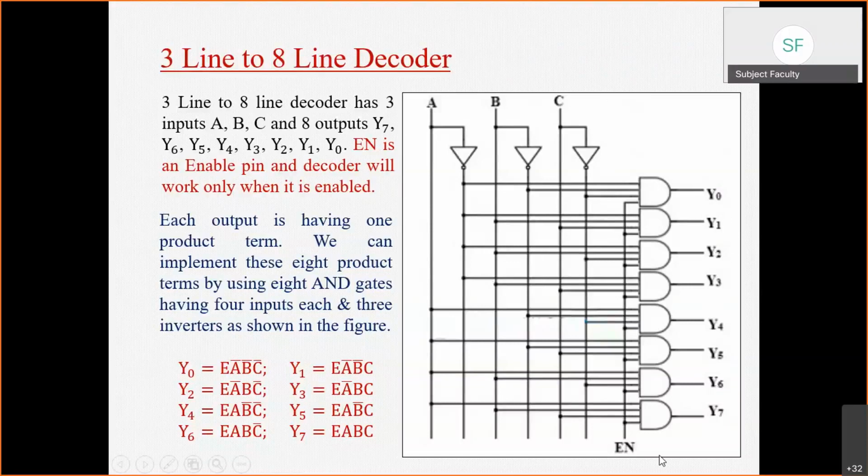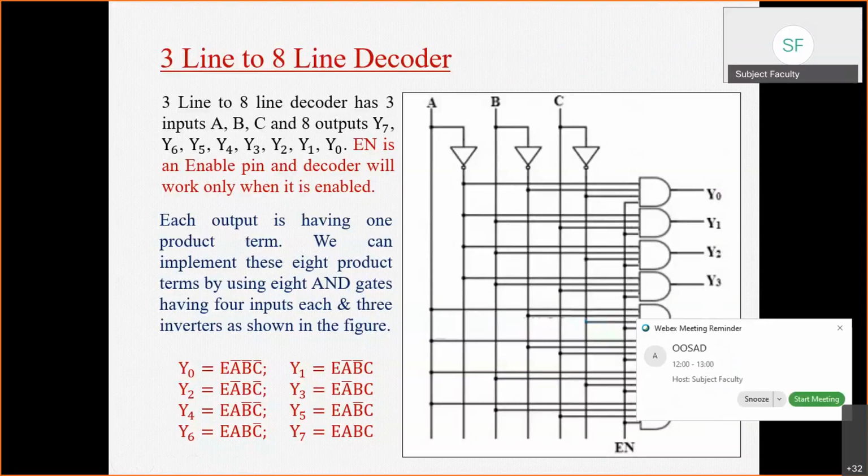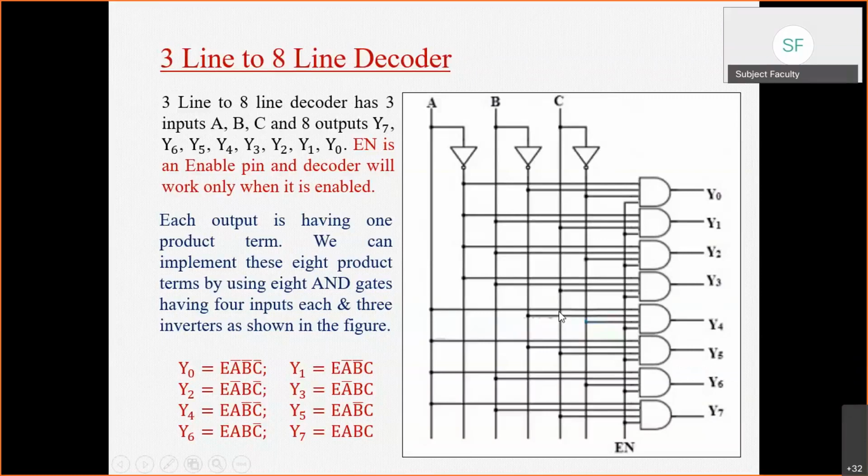And of course, one enable pin will always be there, and you have to take care of that enable pin. It should always be kept high when it is an active high circuit. If it is an active low circuit, then the enable pin should be kept at 0. But for our discussion, we are keeping it high. We are considering this circuit as active high, that means this circuit will work when the enable pin is high. So we have to take care of that.